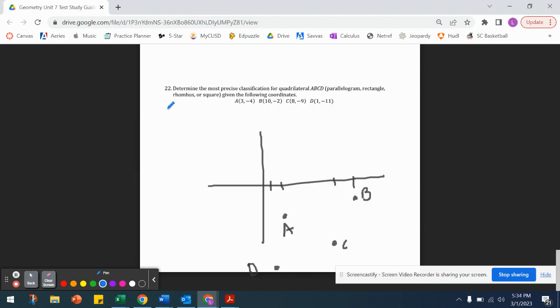All right, last problem. This one wants to know, is it a parallelogram, rectangle, rhombus, or a square, given the following. First thing I always do, I always graph it out and try to see it, and I label it next to it, A, B, C, and D. Okay. For me, I like to use slope, I think it's an easier formula.